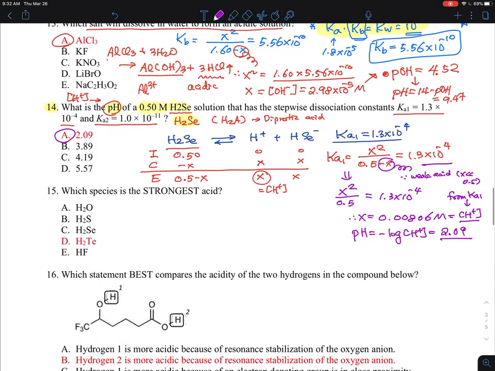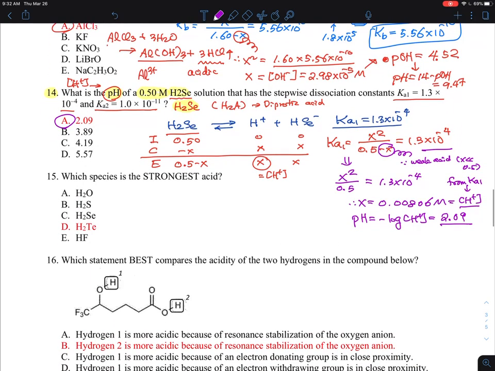Okay, now number 15, and this is actually quite similar to the question that was asked before. What will be the strongest acid? Let's have a look at it. They all have an H here, right? So what I need to do is write down HO minus, HS minus, HSe minus, HTe minus, and then F minus. So these are the series of the conjugate bases, and we're going to look at them.